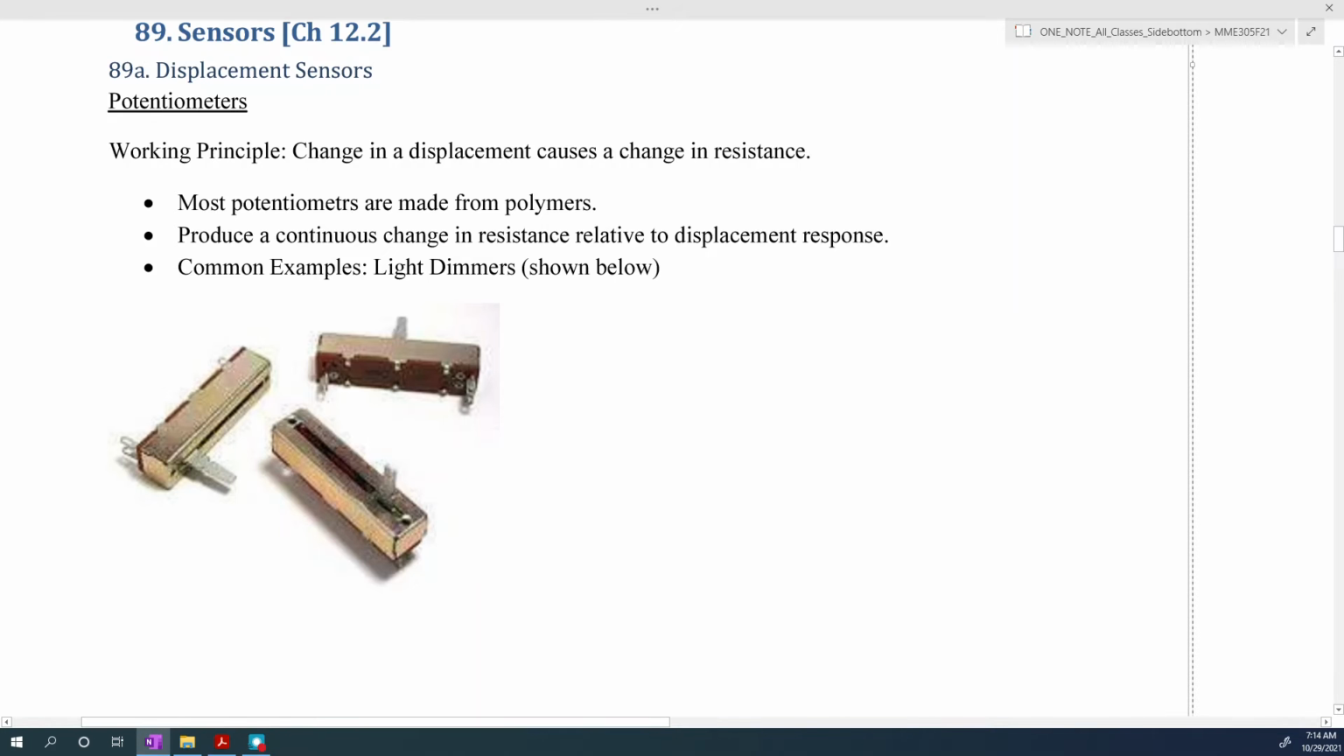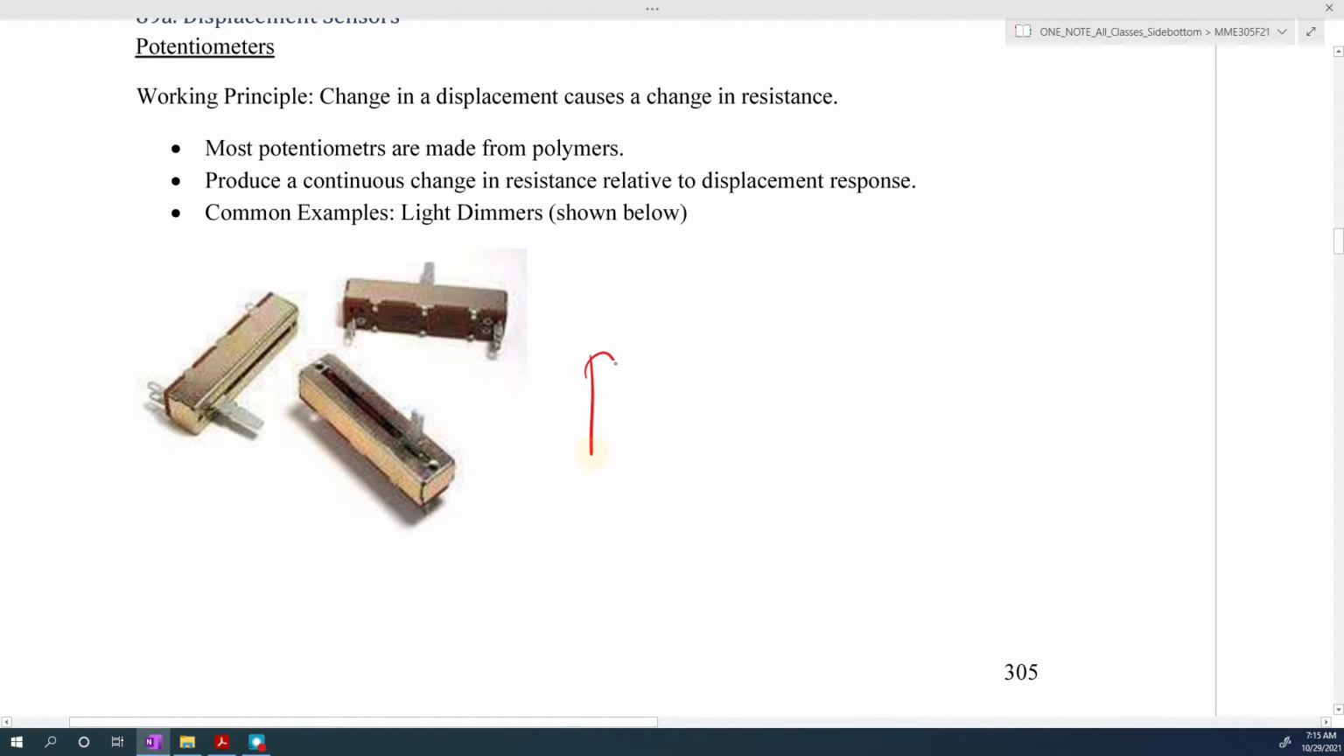In this video, we're going to talk about different types of sensors that can measure displacement. Displacement can be either linear displacement or rotational displacement. The first type of displacement sensor is a potentiometer, and basically a potentiometer's resistance is a function of its position. That position can be either rotary or linear.